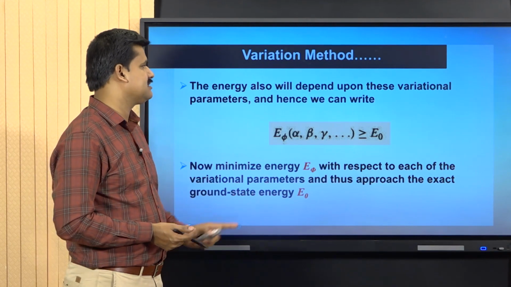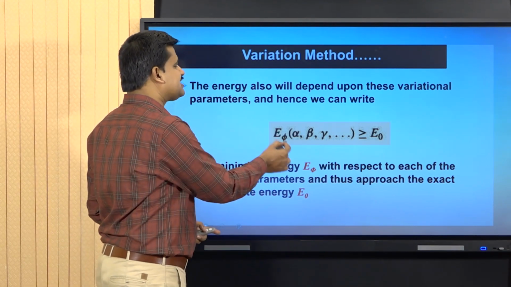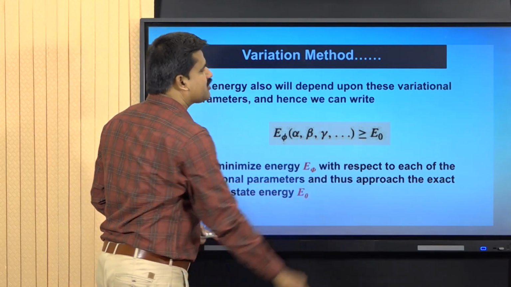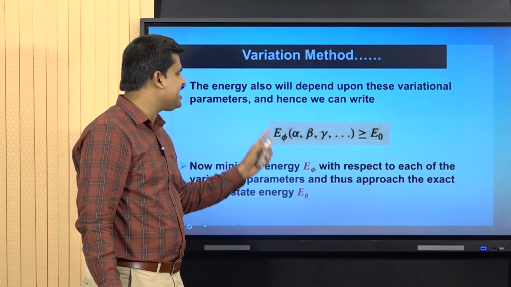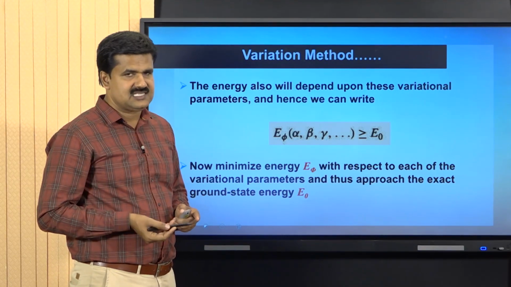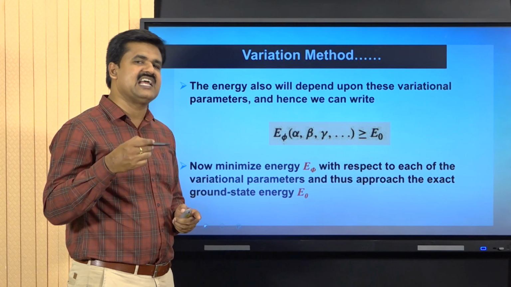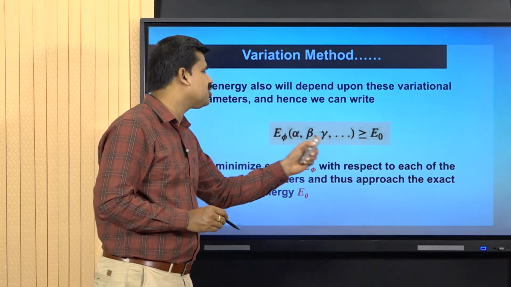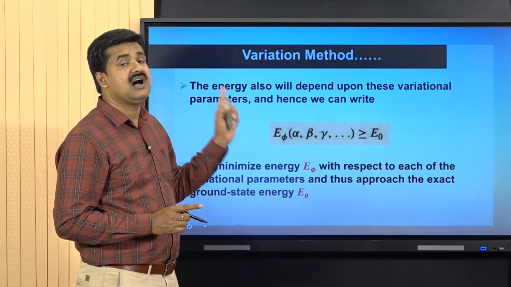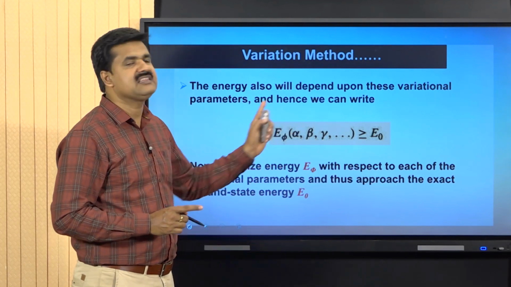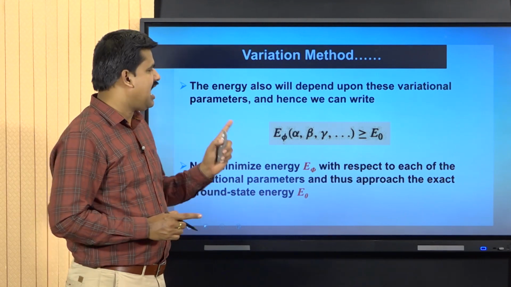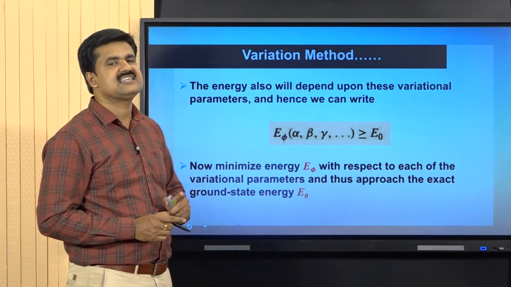In that sense, we can write that the energy E phi, the approximate energy, depends on alpha, beta, gamma, etc., and is also greater than or equal to E0. So, instead of E phi, I write E phi of alpha, beta, gamma, etc., because the energy calculated using the trial wave function also depends on the variational parameters. Now, after getting this energy, we have to minimize it with respect to each of the variational parameters and thus approach the exact ground state energy E0.